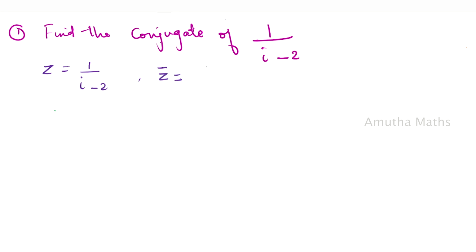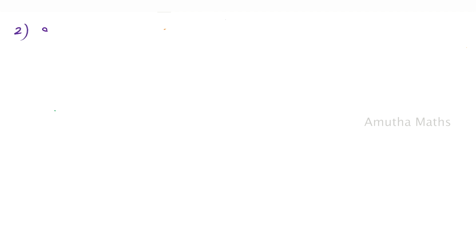Z bar will be 1 by, for the conjugate, what do we have to do? We only change the sign of the I part. So here it is minus 2 minus I. So that is equal to 1 by minus of 2 plus I, that is equal to minus 1 by 2 plus I. That's the answer. Now we shall see the second example.